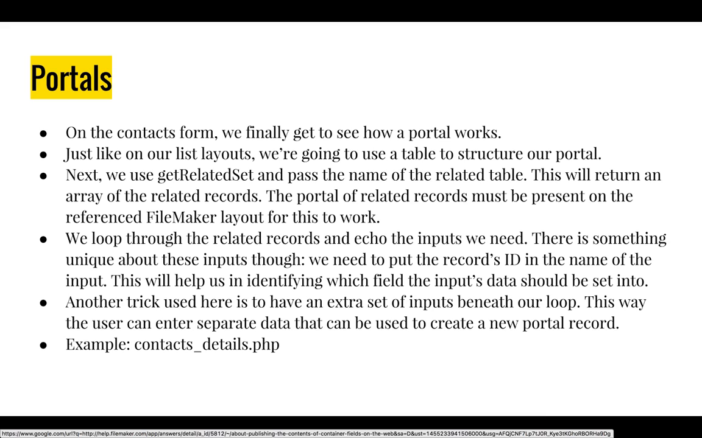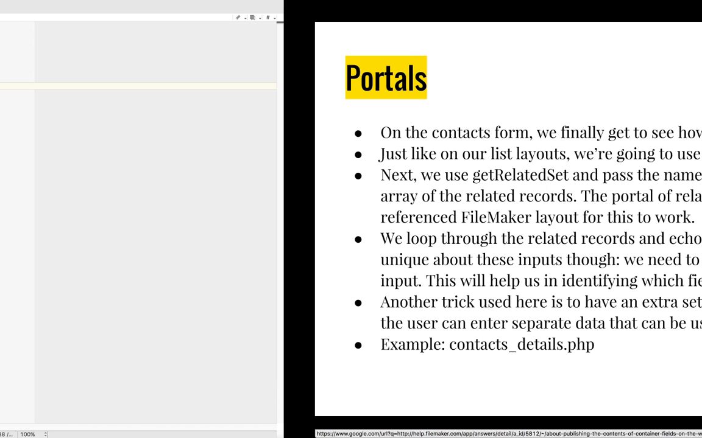So the last, but definitely not least, is portals. On a contacts form, we finally get to see how a portal works. Just like on our list layouts, we're going to use a table to structure our portal. Next, we're going to use getRelatedSet and pass the name of the related table. This is going to return an array of the related records. And the portal of related records must be present on the reference FileMaker layout for this to work. So just like everything else in the custom web publishing API, it has to be on the FileMaker layout you're referencing, or this will not work.